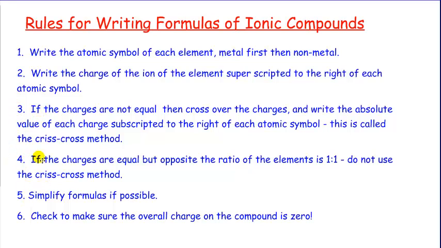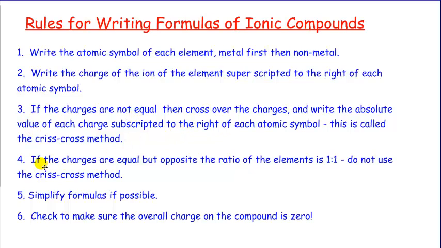These are situational. The first case might be if the charges are not equal, then we cross over the charges and write the absolute value of each charge subscripted to the right of each atomic symbol. This is called the crisscross method in chemistry. We do this probably 75% of the time. This is the one rule that you're going to follow.